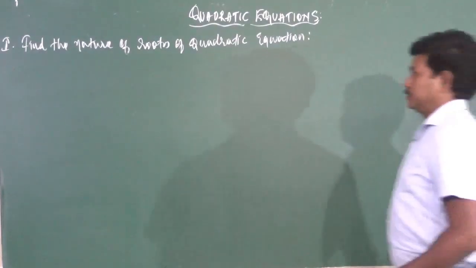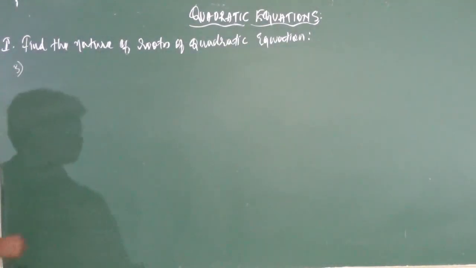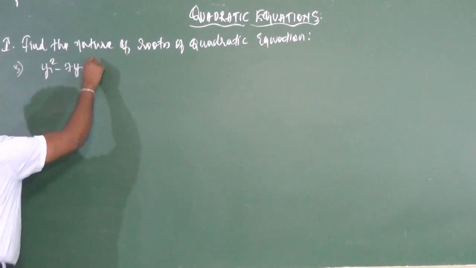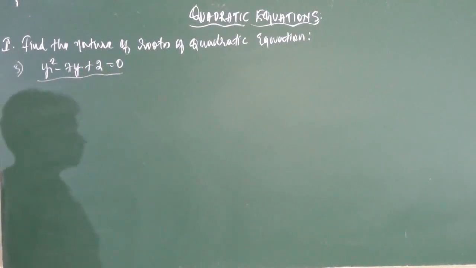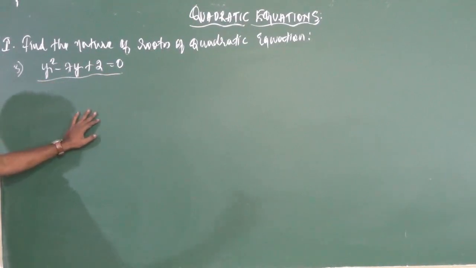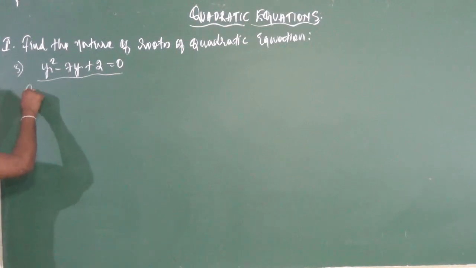Okay. Let us get into the third problem. Give me a quadratic equation. y square minus 7y plus 2 is equal to 0. Already it is in the standard form. Let us compare this quadratic equation with the standard form and take out the coefficients a, b and c. Let us apply the discriminant. We will substitute the values, take out the D value, then we will decide the nature of the roots through our knowledge.